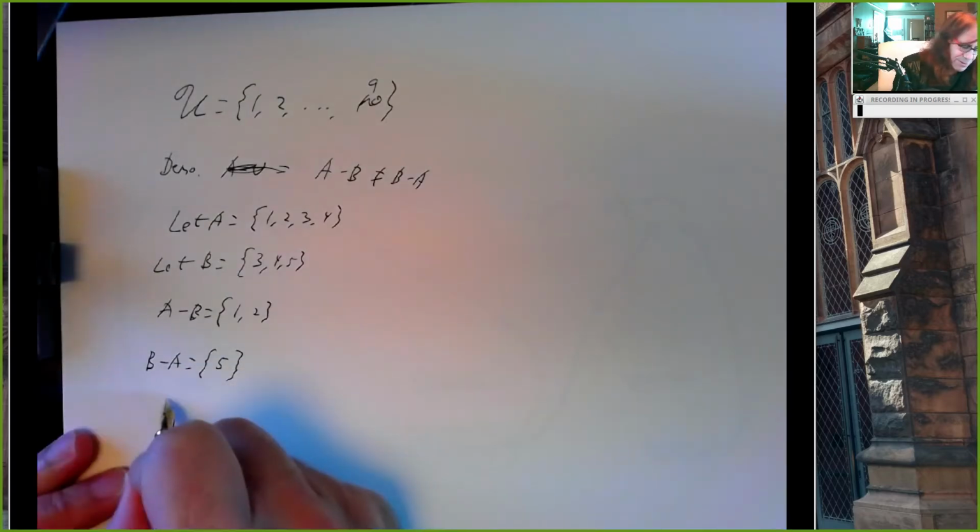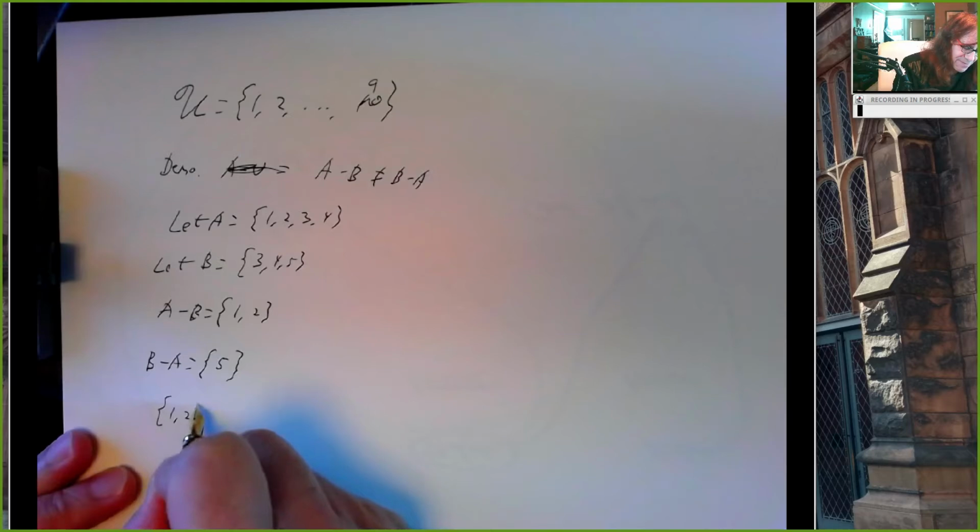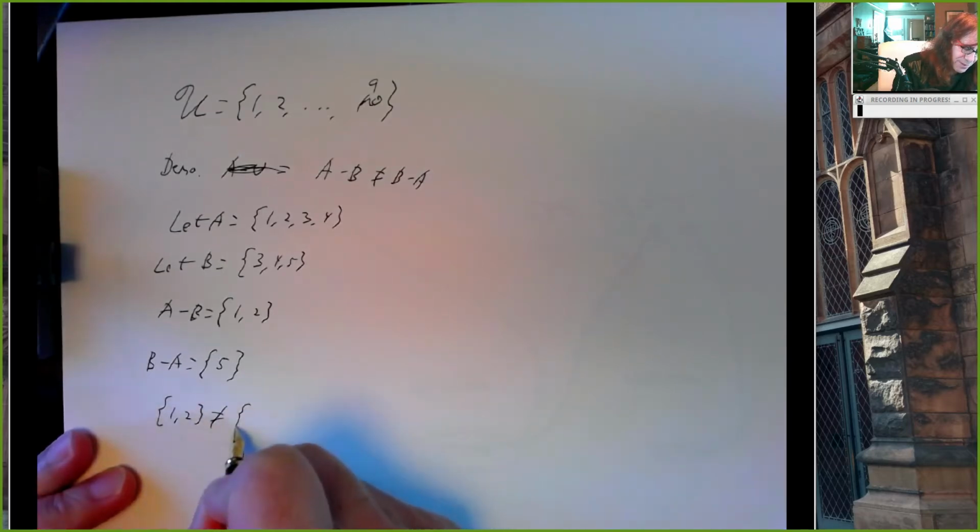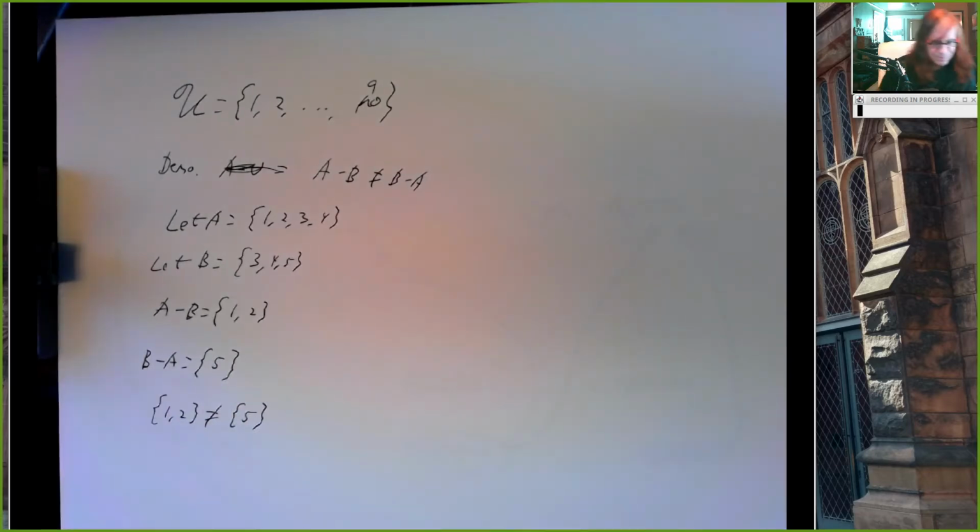You could be done there, but I would just drive the point home. This is not equal to that. Okay, so that's an example where A minus B is not the same as B minus A. Okay, great, thank you.